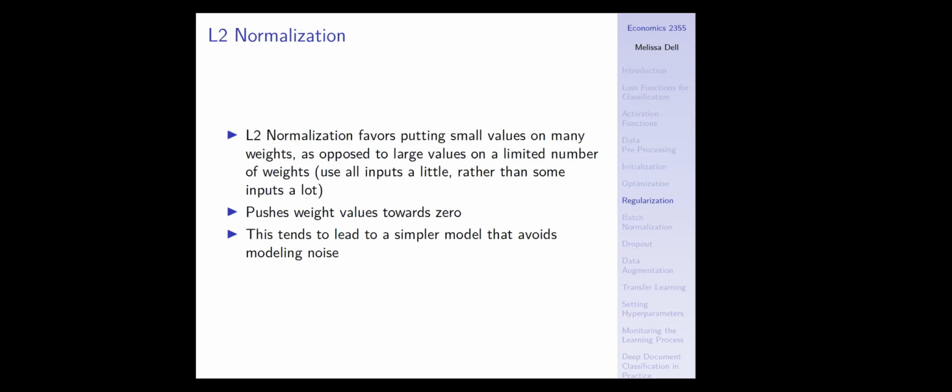Then it also pushes your weight values towards 0, which in itself tends to lead to a simpler model that avoids modeling noise, which is what you don't want to do. You don't want to be just modeling noise in your training data.